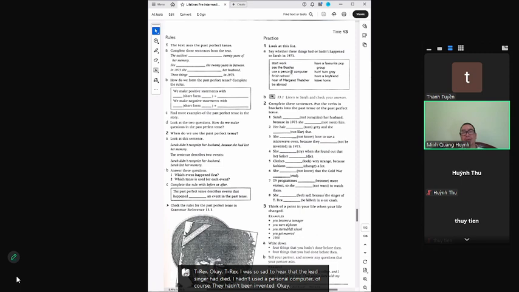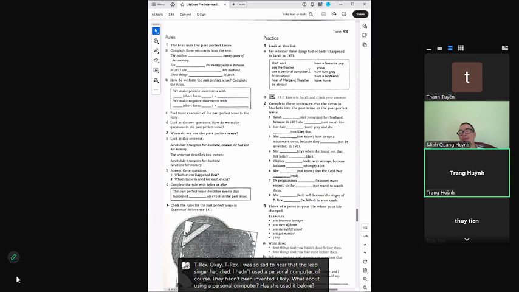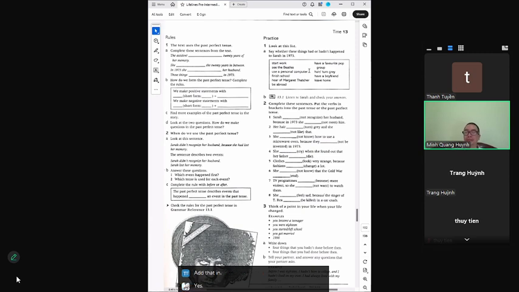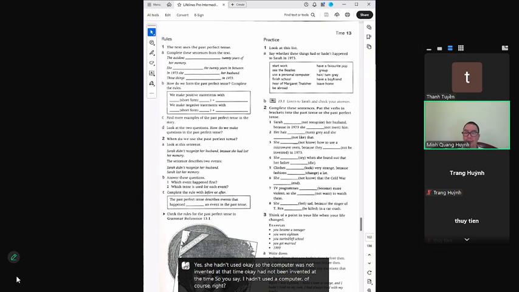What about using a personal computer? Has she used it before? No, she hadn't used one. Okay, so the computer had not been invented at that time. So you say I hadn't used a computer, of course. They hadn't been invented.